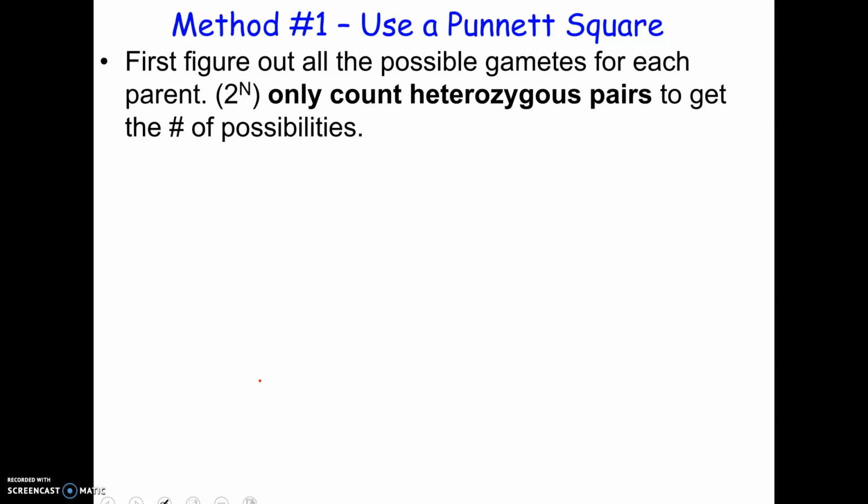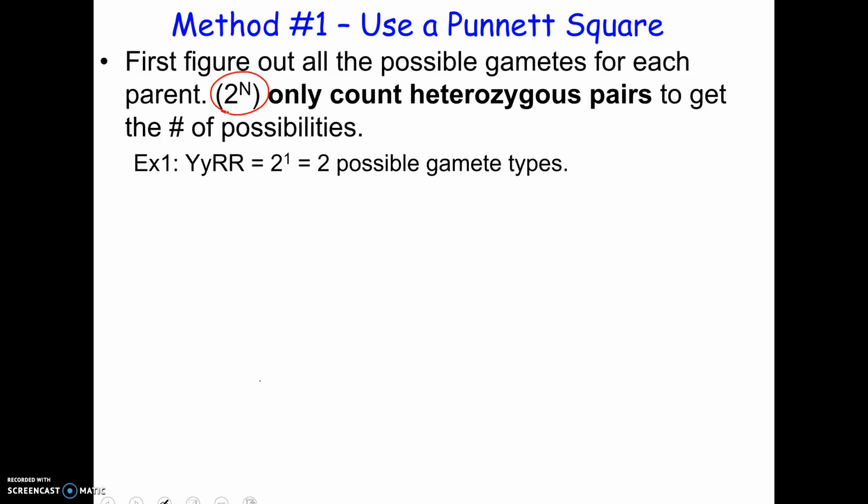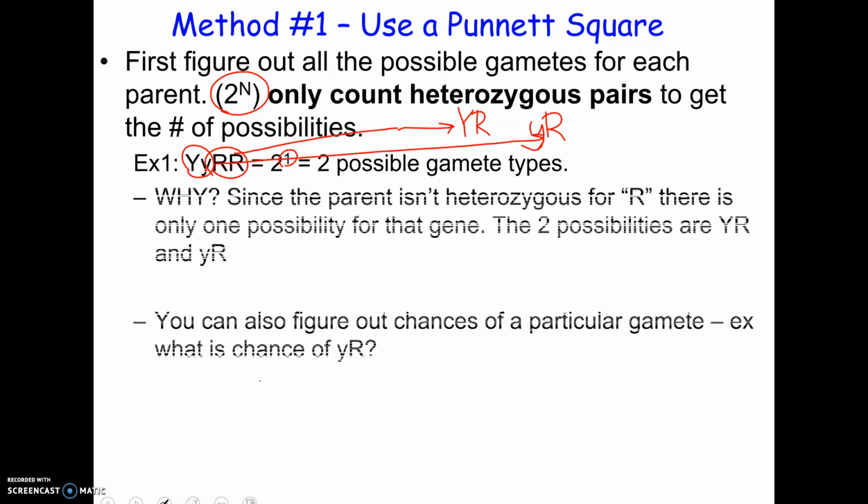But now we're talking about multiple traits. So for example, in this first example, the way to figure out how many possible gametes is going to be 2 to the power of n, but we're only going to count heterozygous pairs. In other words, if we're big Y, little y, big R, little r, we are randomly going to give, during meiosis, a copy of Y and a copy of R. So it could be big Y with big R, or little y with big R. Notice there's only 2 possibilities. 2 to the power of 1, there's only one heterozygous pair here. So we don't count the R's because there's no choice.